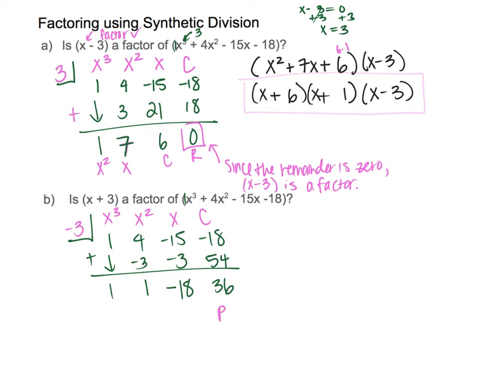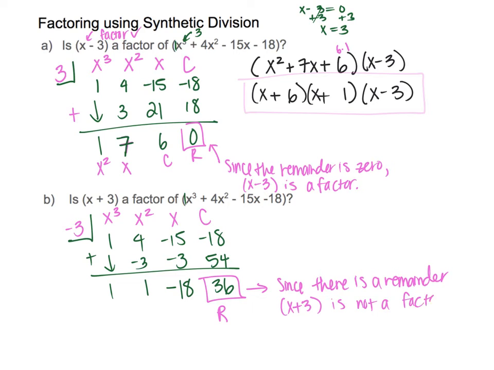So this time around, I do have a remainder, which tells me that the factor that I divided with, x plus 3, is not a factor. So that tells me that I need to stop here because I can no longer factor this because the remainder here is not 0. So this would be impossible to factor.